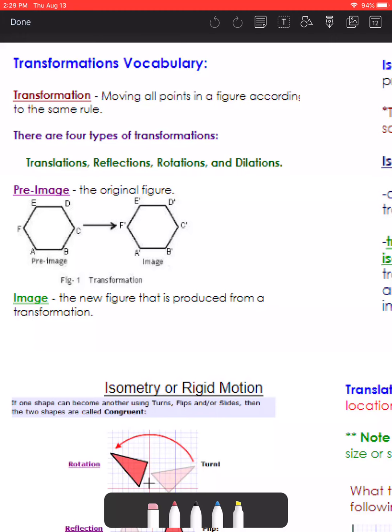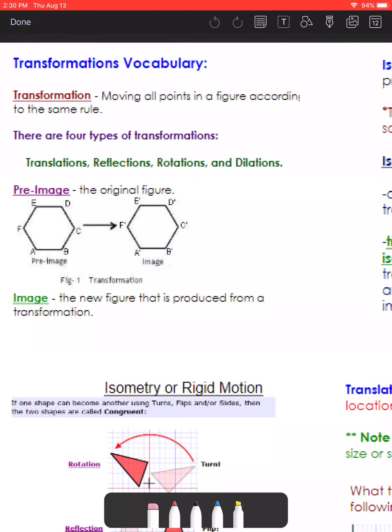Hi guys, today we're starting a new unit. It's Unit 2, and the name of the unit is Transformations. So we're going to talk a little bit about transformations, what they are. We're going to go over a lot of vocabulary today, a whole lot of vocabulary, just so that when we're talking about things, you'll know exactly what it is that we're talking about.